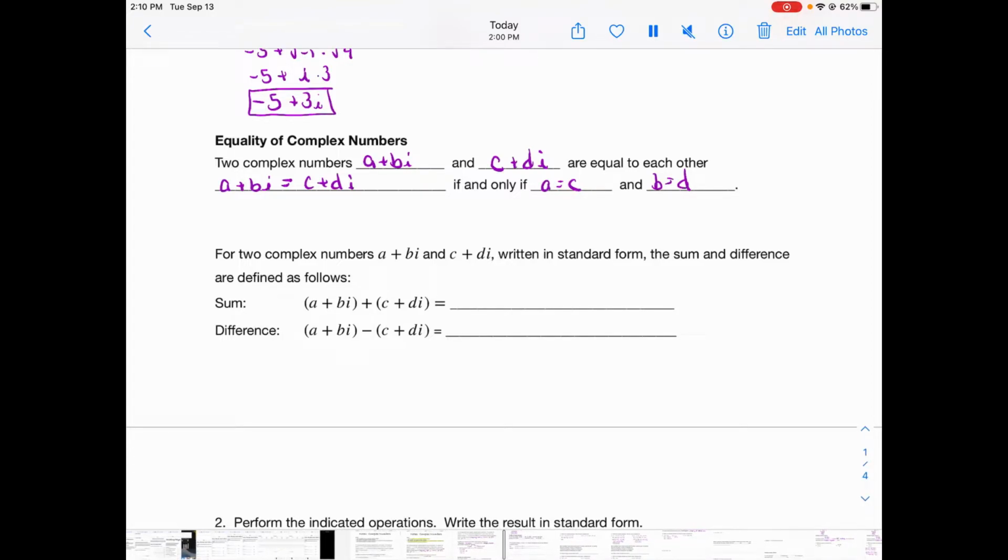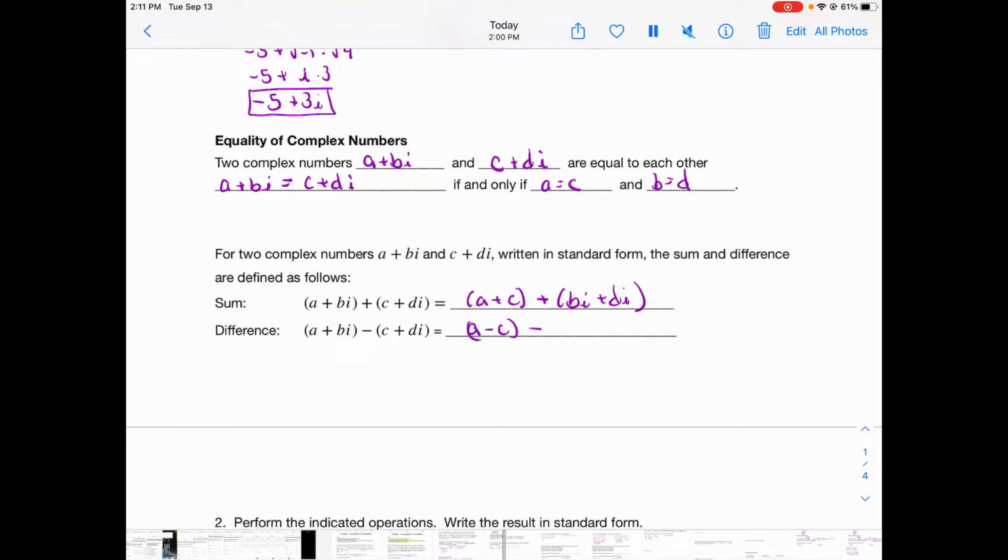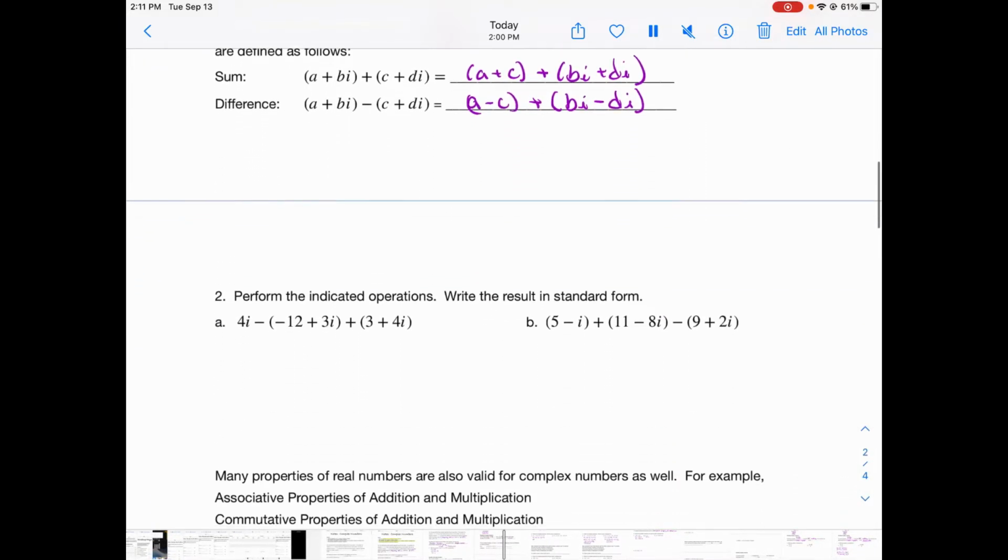Now let's say we have two complex numbers, not necessarily the same, and we want to add them together. If you want to add two complex numbers, you add the real parts together, and then you add the imaginary parts together. And if you want to find the difference of two complex numbers, you can subtract the real parts, plus the difference of the imaginary parts. Or you can just distribute and combine like terms. I will do either way.